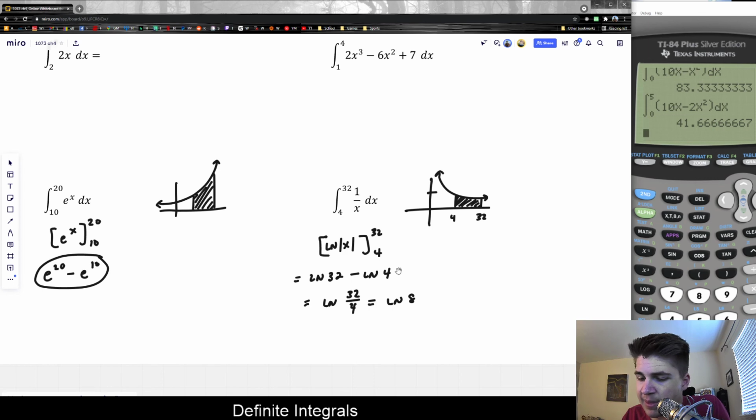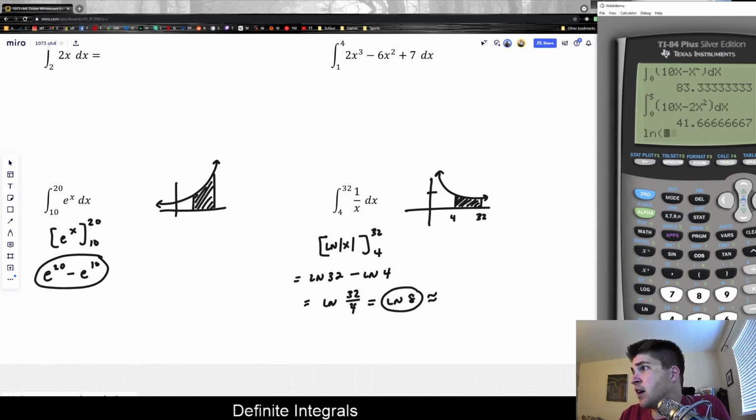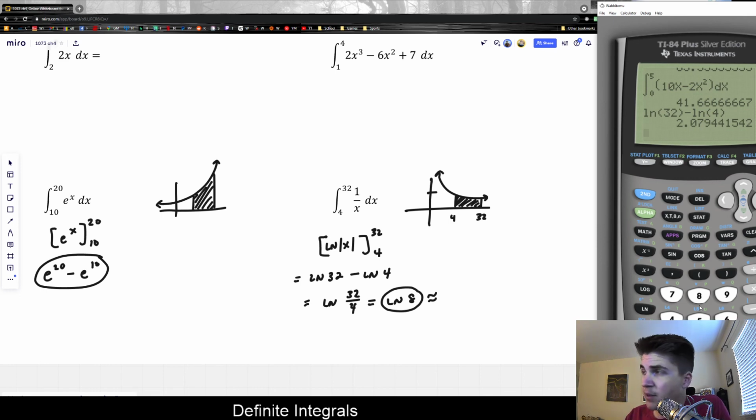And this would give me the exact area under the curve over that particular region. Or again, of course, we could approximate that using a calculator, or even if you did not use the log law in order to simplify this answer. But if we did not simplify, it'd be approximately 2.08 as the approximation to the exact area under the curve.